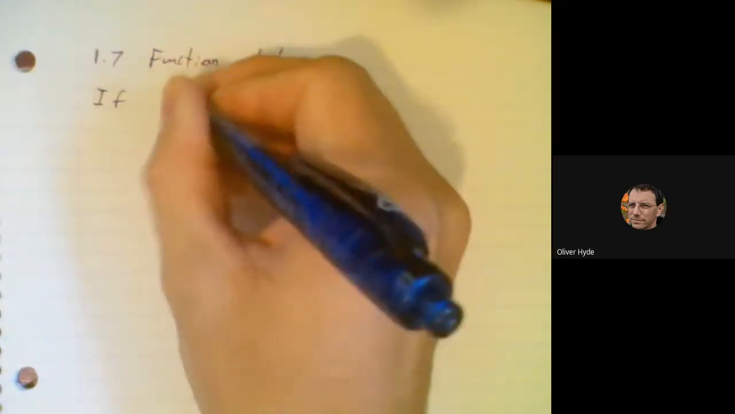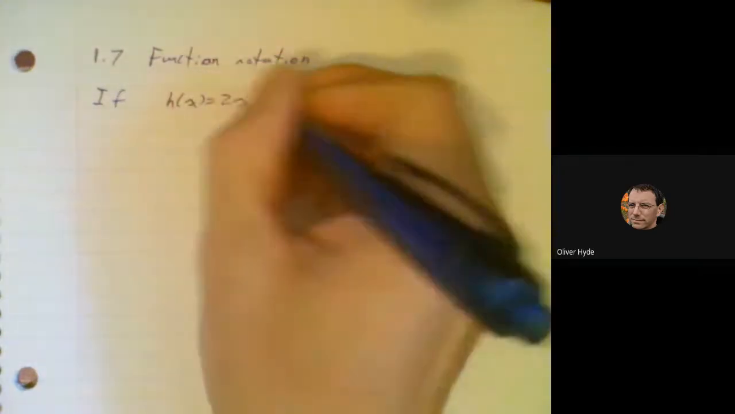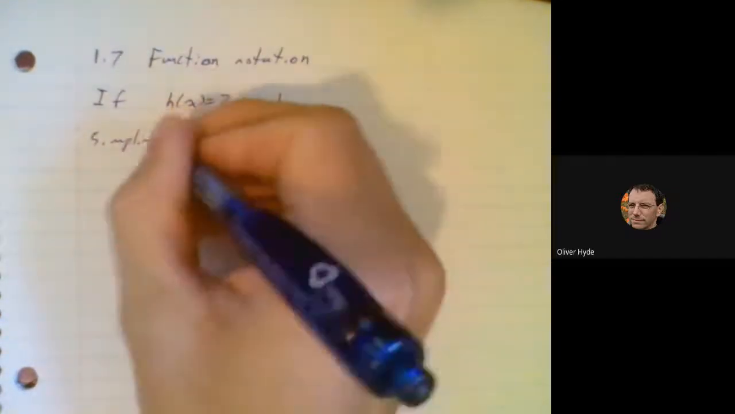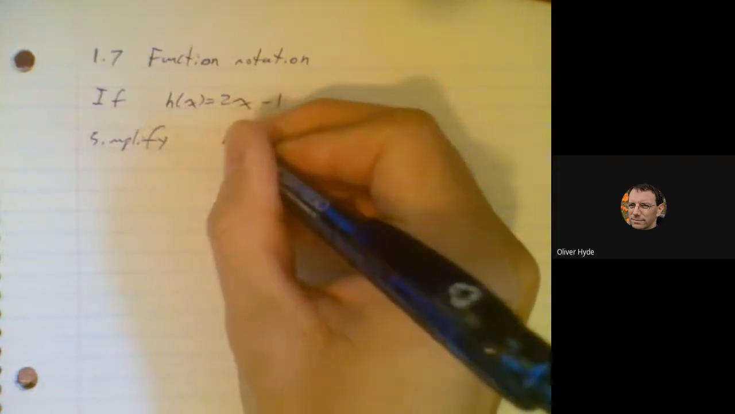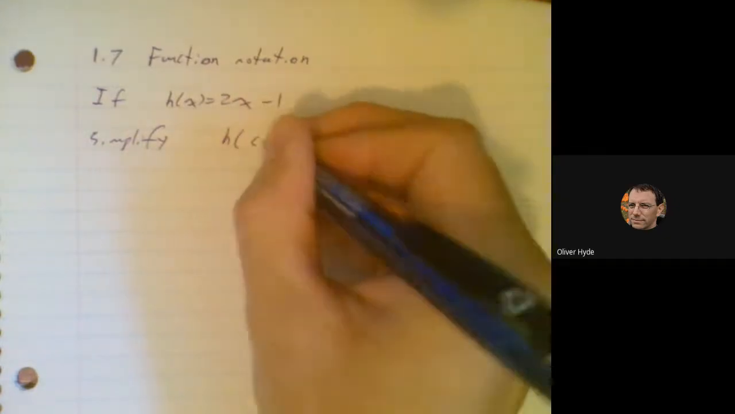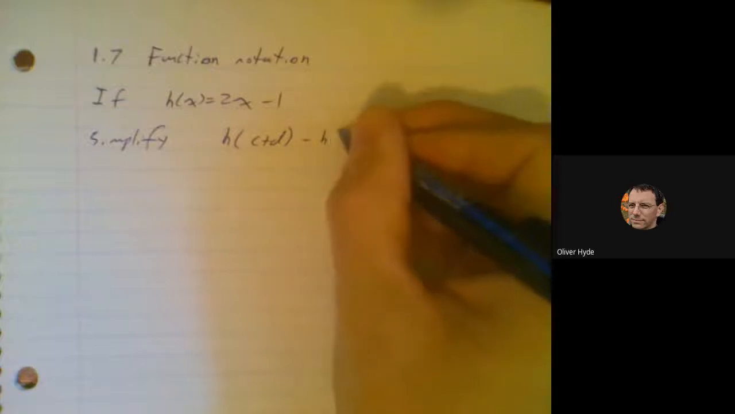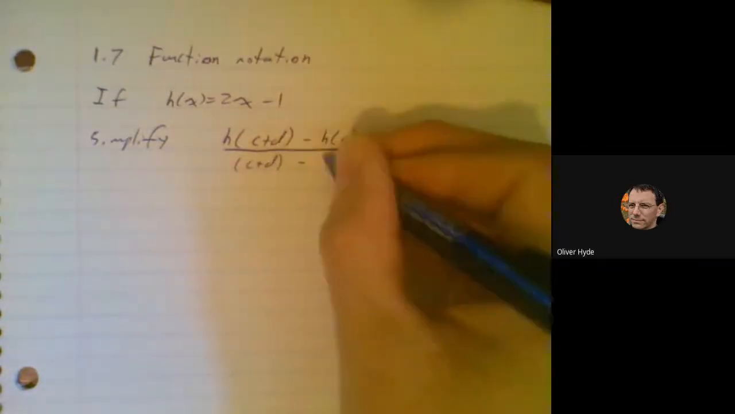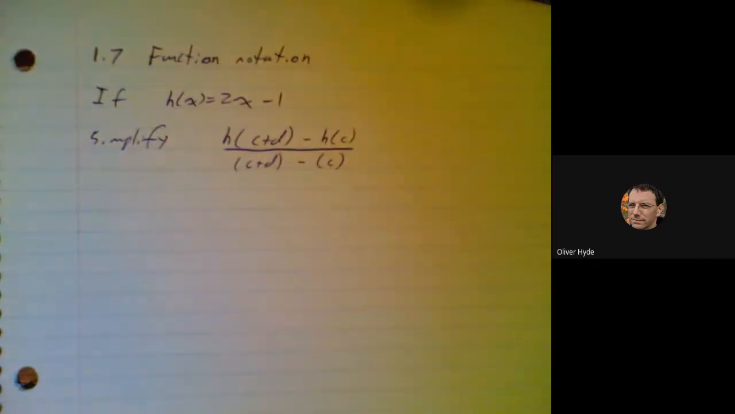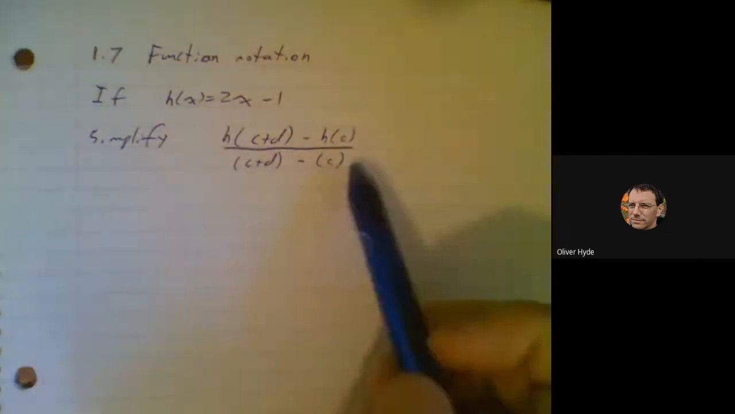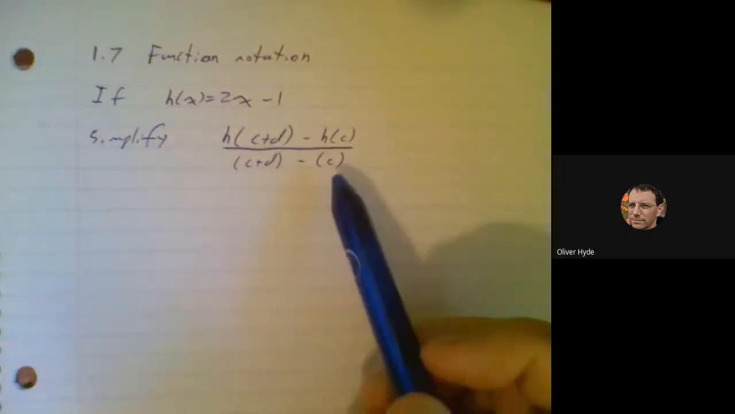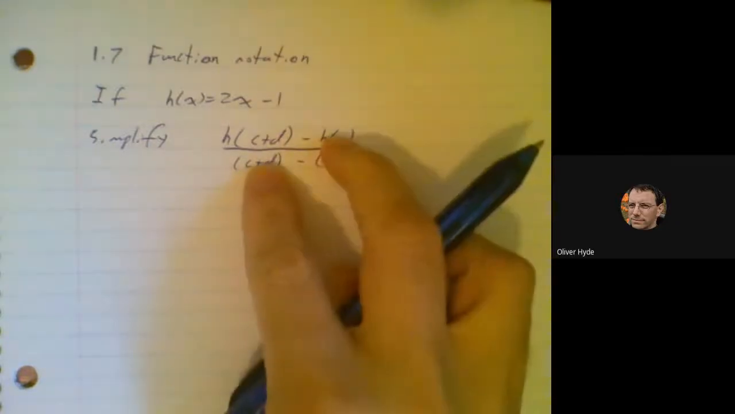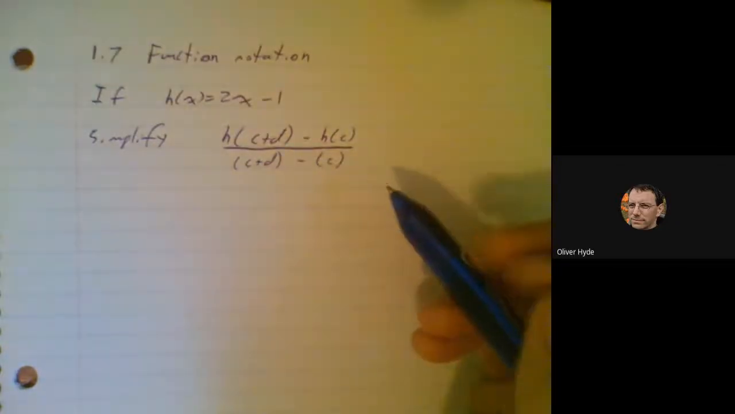So let's say h of x equals 2x minus 1. Let's simplify the expression h of c plus d minus h of c, all over c plus d minus c. Sometimes I have students calculate this and then we discuss why the number is the way that it is. But this time I want to point out what we're able to do with function notation without introducing too many more symbols.